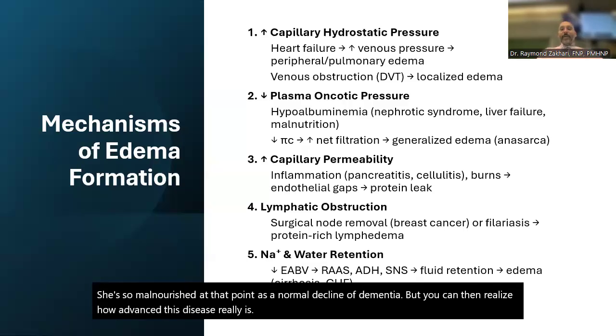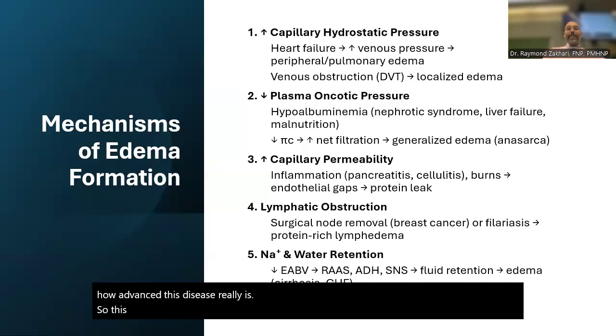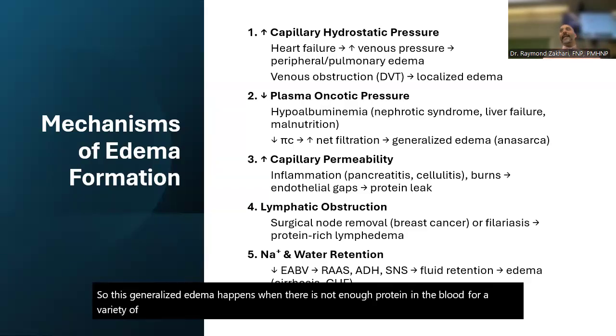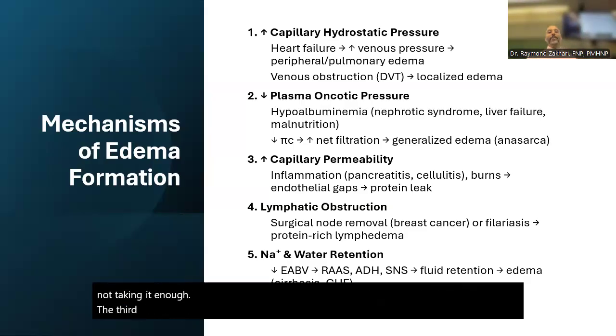So this generalized edema happens when there is not enough protein in the blood for a variety of reasons. Either it's leaking out for some reason, or it's not being produced, or you're not taking in enough. The third one I want you to notice here is this increased capillary permeability, as in what happens in cases of inflammation.